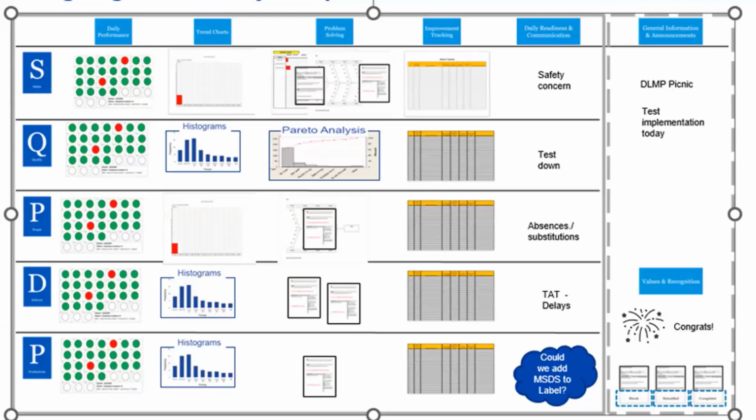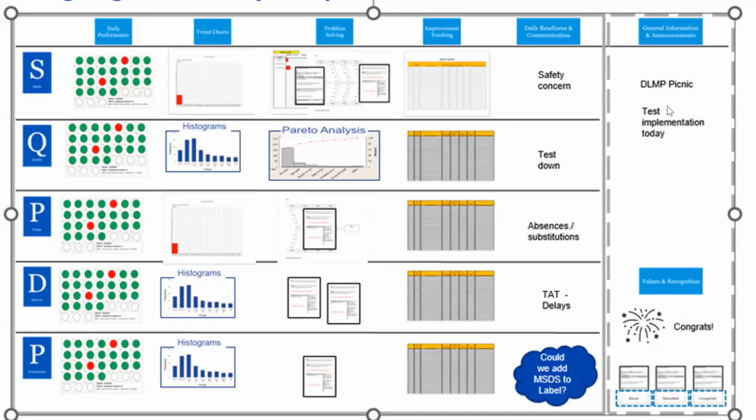Then the third column is where you do your problem solving. This is where you do the continuous improvement. This is where you use the continuous improvement tools to try to understand the issue. In this case, you can do root cause analysis using 5 whys or fishbone to understand the real root cause. Then you can implement the solution and also track the solution. So that's what the 4th column is.